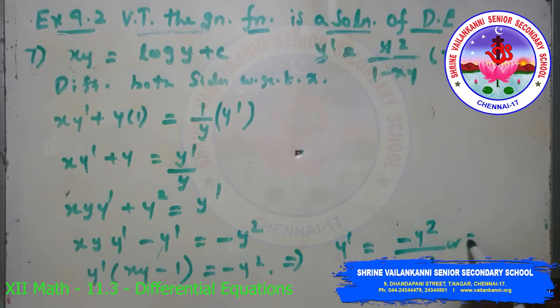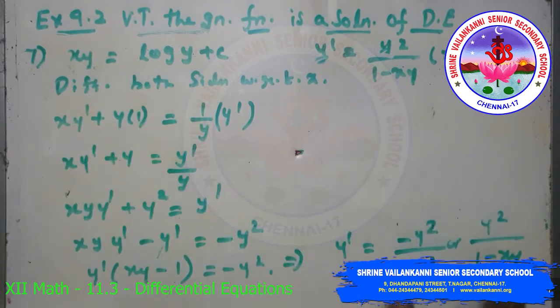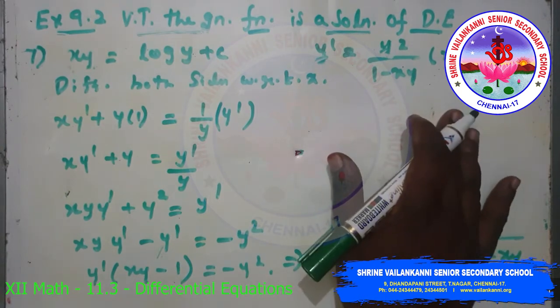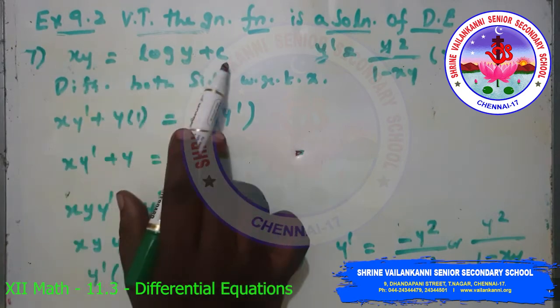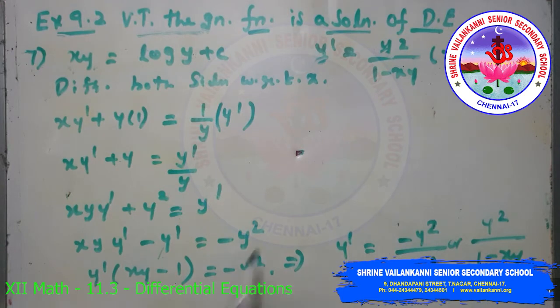Otherwise, we can write this, just transposing, as y square by 1 minus xy, which is equal to the given differential equation. So from this we solved the given differential equation. Hence xy equal to log y plus c is the required solution of the given differential equation y dash equal to y square by 1 minus xy.